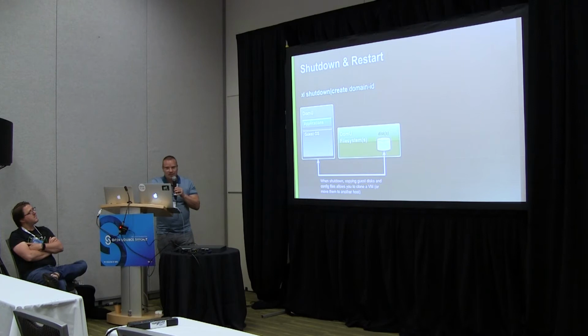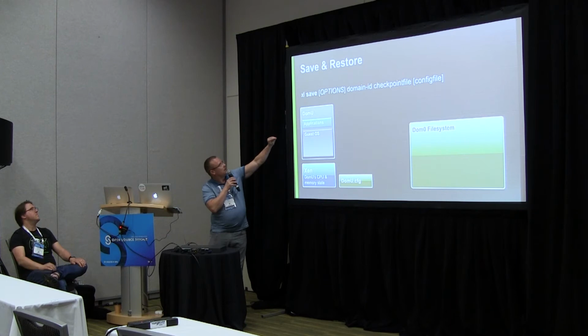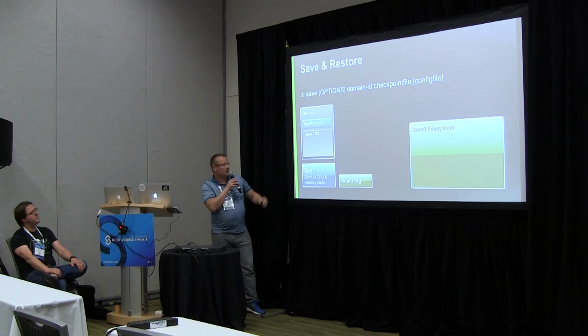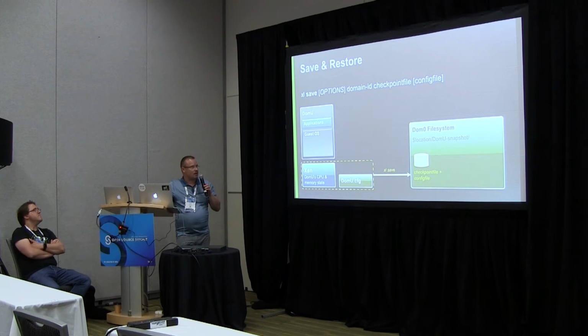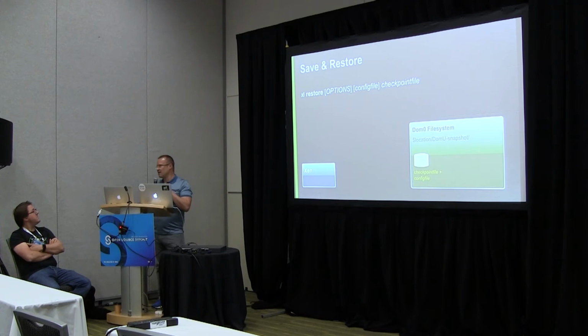Save and restore is slightly different. When we have a guest running, which is described by a specific configuration file, then within Xen that guest's CPU and memory state is kept as it runs. When you then perform the xl save command, that state and the configuration file get saved into a checkpoint file, and typically the guest is then destroyed, and you want to move it somewhere else.